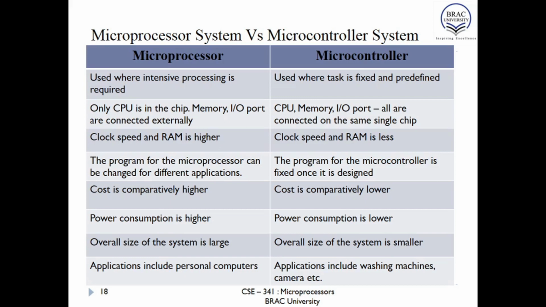Lastly, in a personal computer we would be using a microprocessor, whereas in applications such as washing machines, cameras, etc., we would opt for a microcontroller.